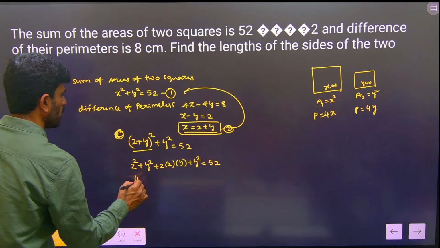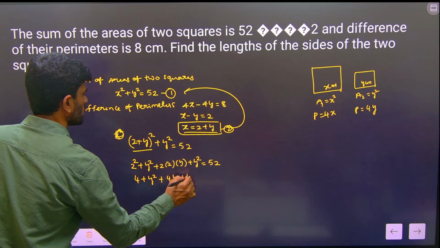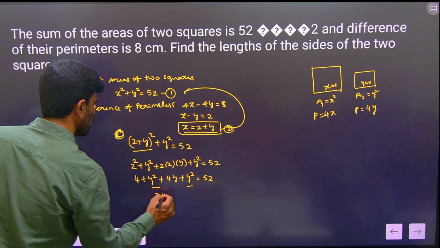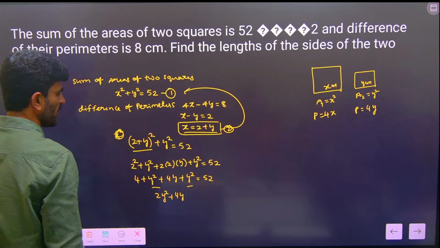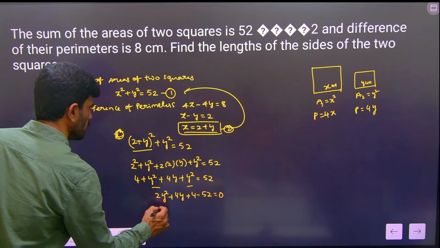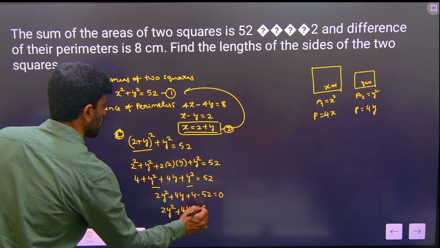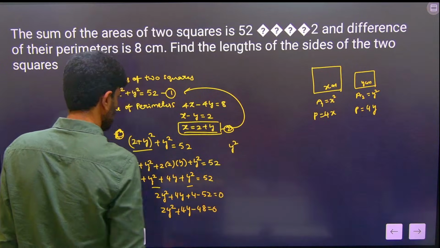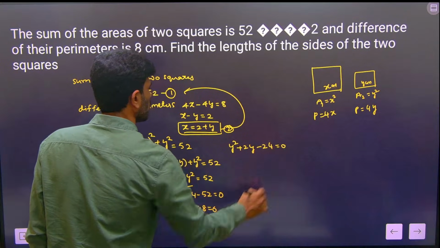So it is 4 plus 4y plus y square. Now y square plus y square, 2y square plus 4y. That 52, if you send this side, 4 minus 52 is equal to 0. So 2y square plus 4y minus 48 is equal to 0. We can divide everywhere by 2. So y square plus 2y minus 24 is equal to 0.